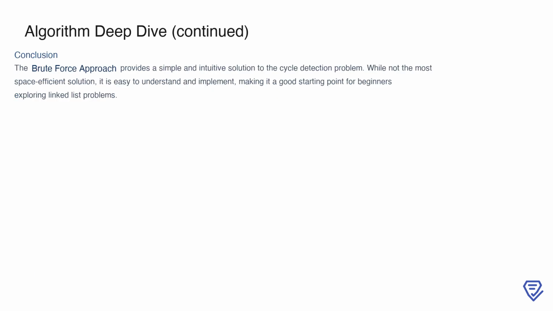In conclusion, the brute force approach offers a straightforward solution to the linked list cycle detection problem. While it is not the most space-efficient method due to its space complexity, it is intuitive and easy to implement. This makes it particularly suitable for beginners learning about linked lists and cycle detection. By leveraging a hash set, the algorithm efficiently tracks visited nodes, ensuring that cycles are detected in time. This approach also provides a solid foundation for understanding more advanced techniques that solve the problem with reduced space complexity. Overall, it is a valuable starting point for tackling cycle detection problems in linked lists.